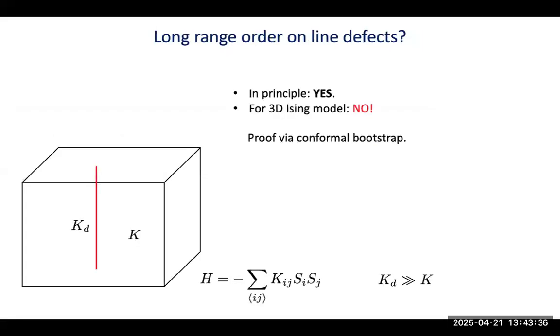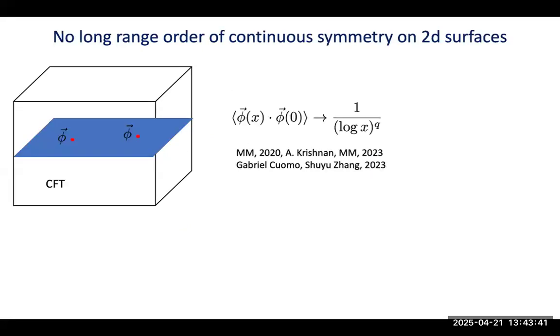So there is a kind of analogous question that you can ask about continuous symmetries, and in particular, spontaneous breaking of continuous symmetry on two-dimensional defects, either interfaces or boundaries in a CFT. And of course, for a two-dimensional standalone system, we know that you cannot get true long-range order at finite temperature. That's the Mermin-Wagner-Hohenberg-Coleman theorem. Well, what about on a, let's say, 2D interface or 2D boundary in a CFT?